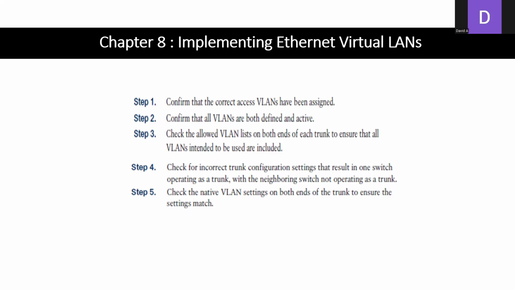We're still going through this book. We're doing a good job. We're doing some tracking. So we are still on chapter 8. Chapter 8's a big chapter. Again, chapter 8 is titled Implementing Ethernet Virtual LANs, and this is from the Cisco CCNA 200-301 Official Certification Guide book.